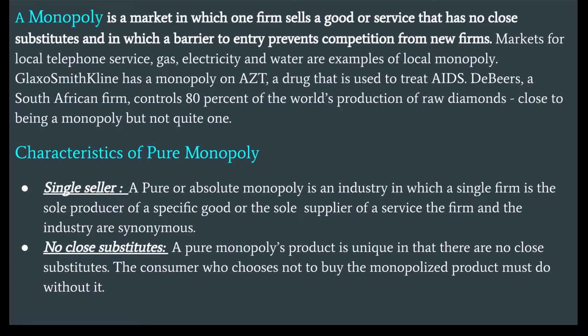Characteristics of pure monopoly. Single seller. A pure or absolute monopoly is an industry in which a single firm is the sole producer of a specific good or the sole supplier of a service. The firm and the industry are synonymous. No close substitutes. A pure monopoly's product is unique in that there are no close substitutes. The consumer who chooses not to buy the monopolized product must do without it.